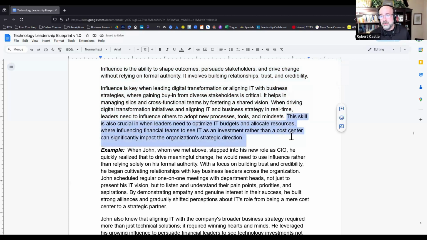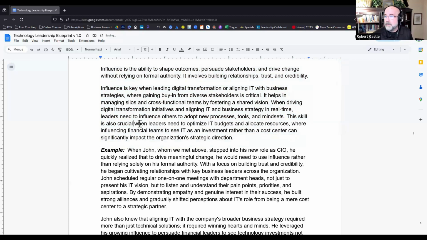This skill is also crucial when leaders need to optimize IT budgets and allocate resources, where influencing financial teams to see IT as an investment rather than a cost center can significantly impact the organization's strategic direction.